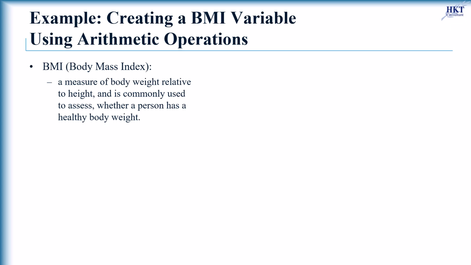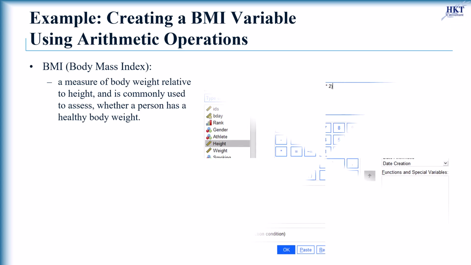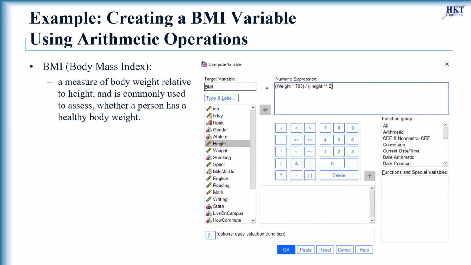Since we already have their height, measured in inches, and their weight, measured in pounds, we can simply substitute those values into the BMI formula. BMI equals weight times 703, divided by height squared.